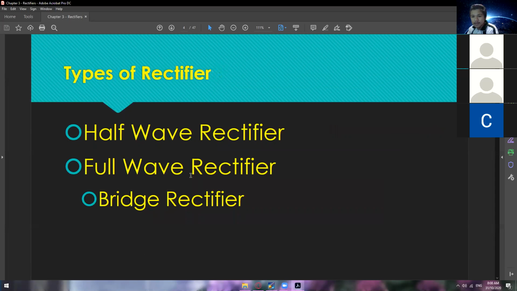Again, we have two types of rectifier. I wasn't able to include it here, but we have the half wave and the full wave. Under full wave, we have the bridge rectifier and the center tap rectifier. I will edit this later since I wasn't able to add the center tap rectifier here.